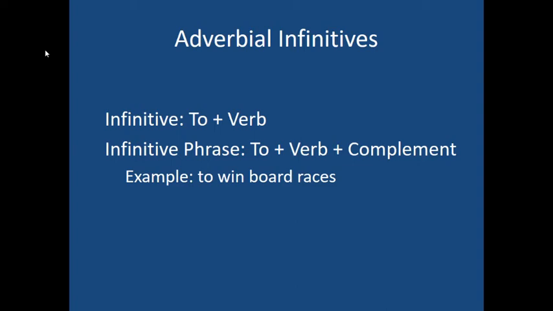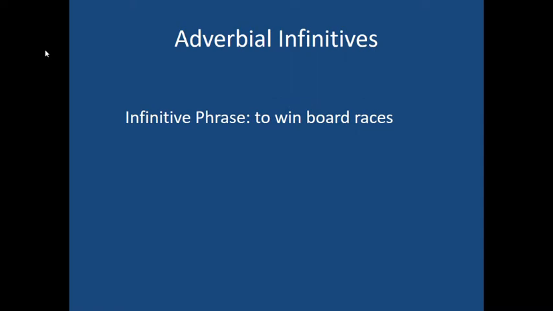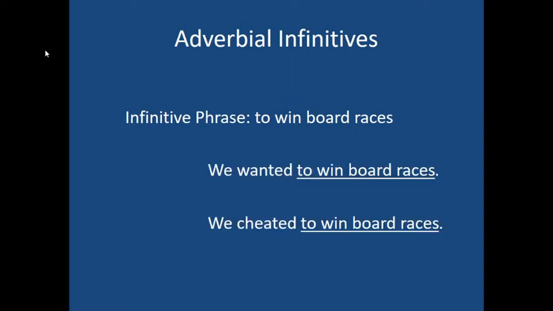The point is, I can't tell what type of infinitive this is until I put it in the context of a sentence. That will tell me whether it's going to be adverbial or it could be nominal, or it could be the third type, which we haven't come across yet. It isn't that one. Let's take a look at the examples. So what if I said, we wanted to win board races? Well, that's different from saying, we cheated to win board races. They're 2 different types of infinitives.